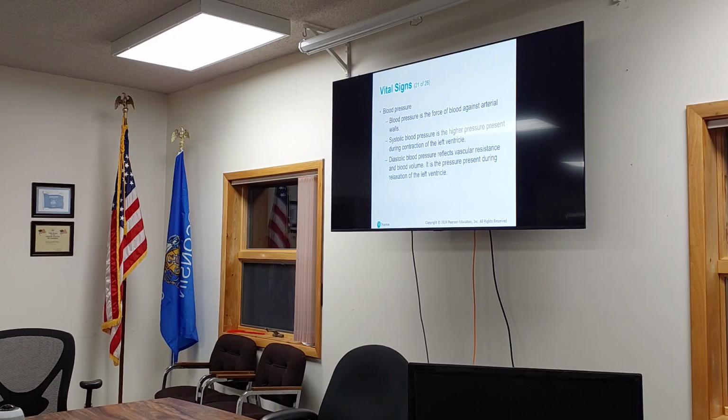So we're trying to get two numbers, trying. Sometimes we only get the top number. So the primary method of taking a blood pressure is auscultating it, which is a blood pressure cuff with a stethoscope, where we are listening, pumping up a blood pressure cuff, taking that blood pressure.